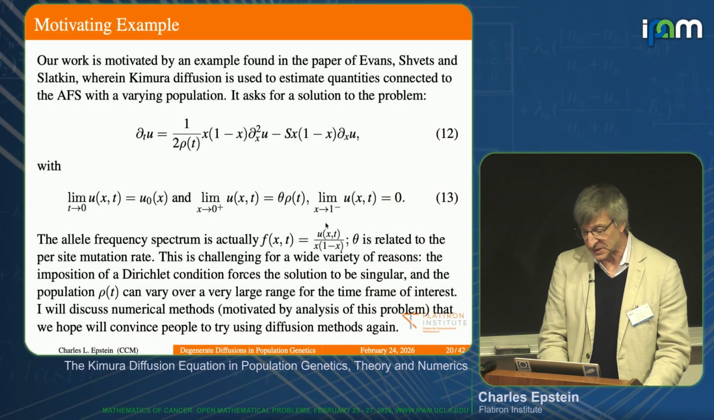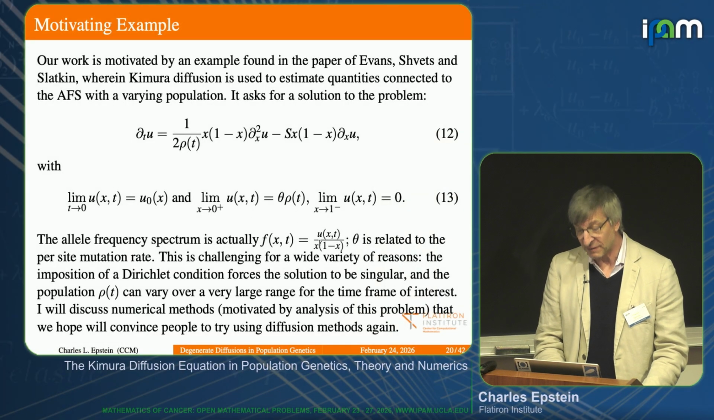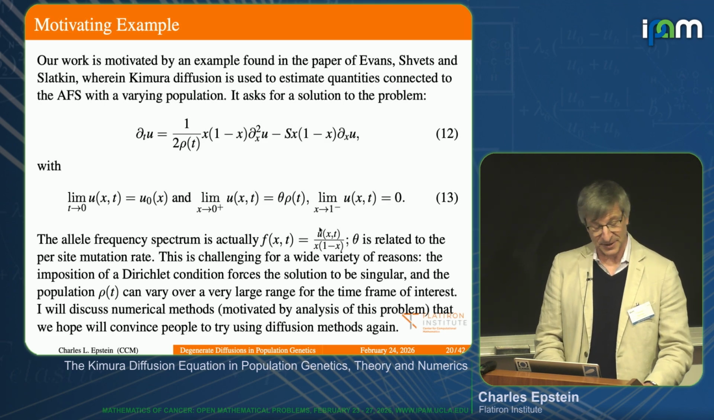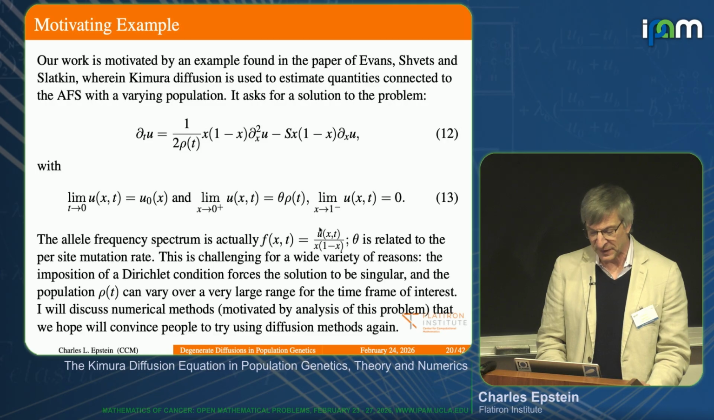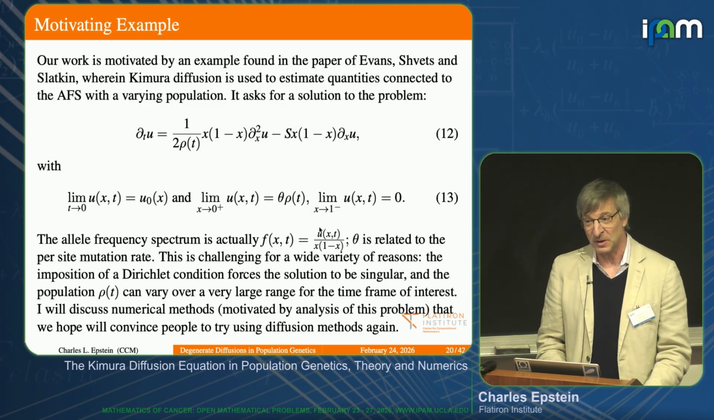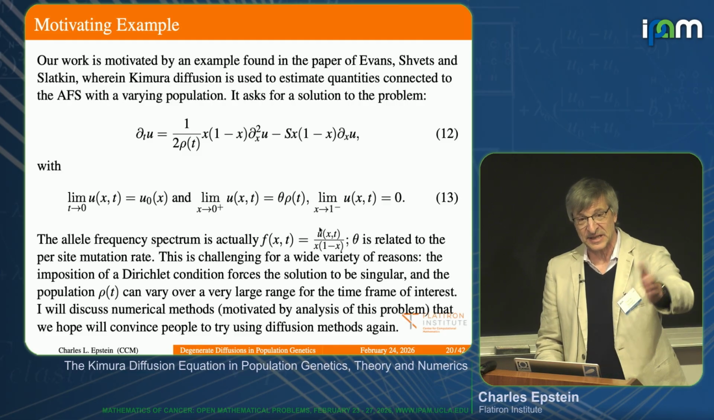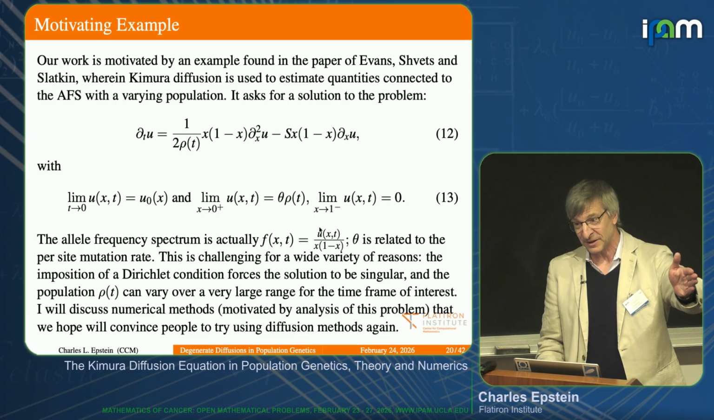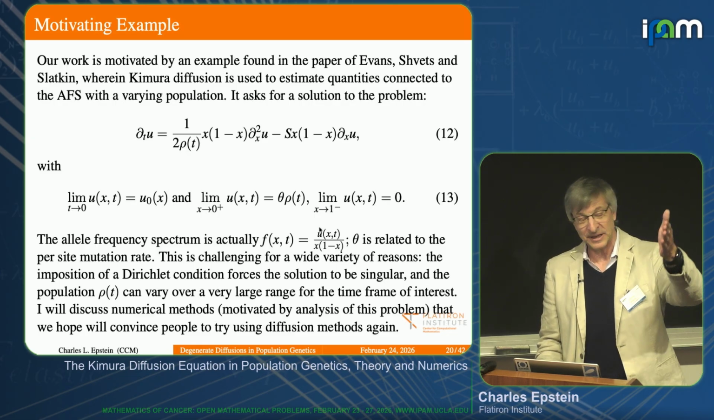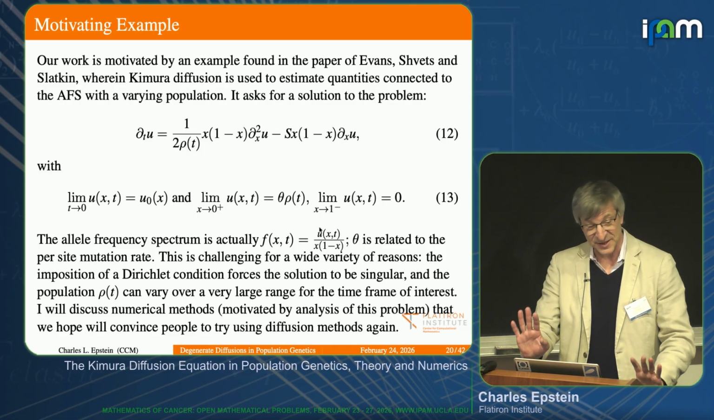And in fact, the allele frequency spectrum is not u. It's u divided by x times 1 minus x. So you might say, well, that's a little peculiar. It looks like it goes to infinity as x goes to 0. And indeed, it goes to infinity as x goes to 0. And that's, again, what I was saying. In this scaled limit of an infinite population size, you're going to have infinitely many sites that are not mutated at all. And so that's why this is fine.